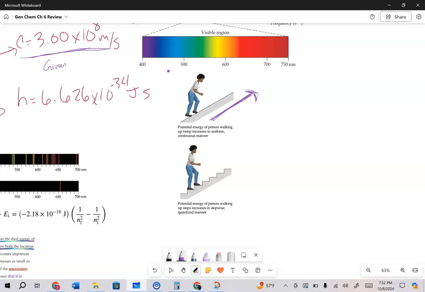In fact, what we see is that energy levels are discrete, in that they move up in a specific amount. And this diagram is kind of a misnomer.